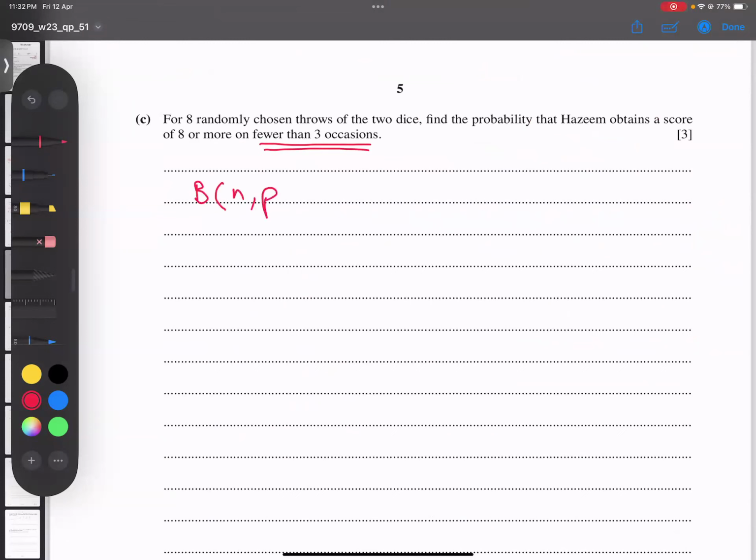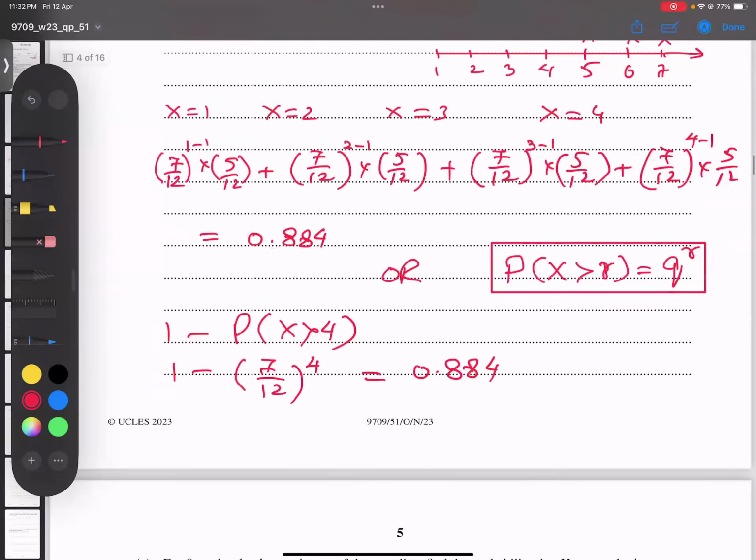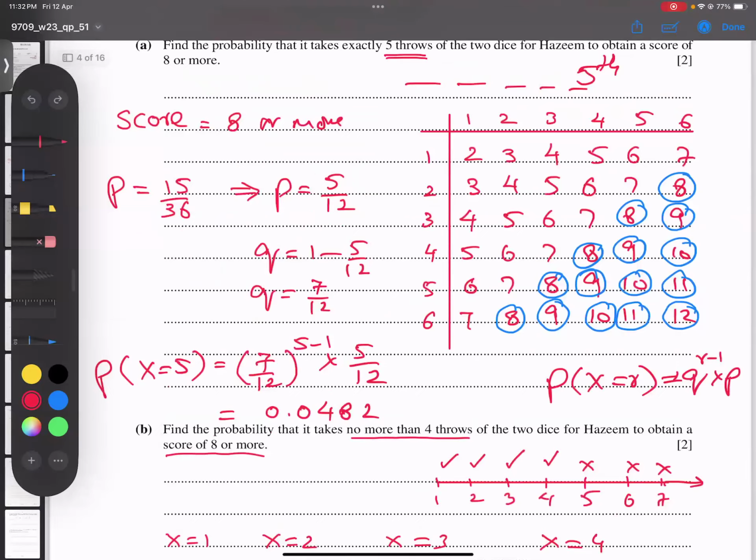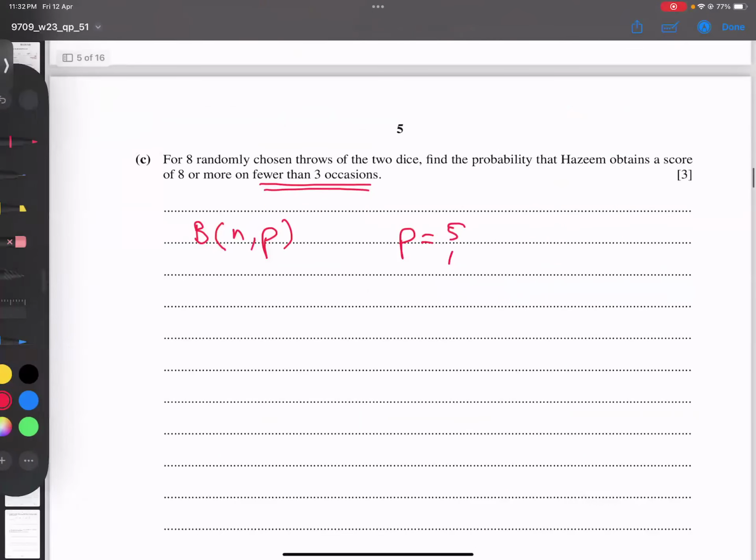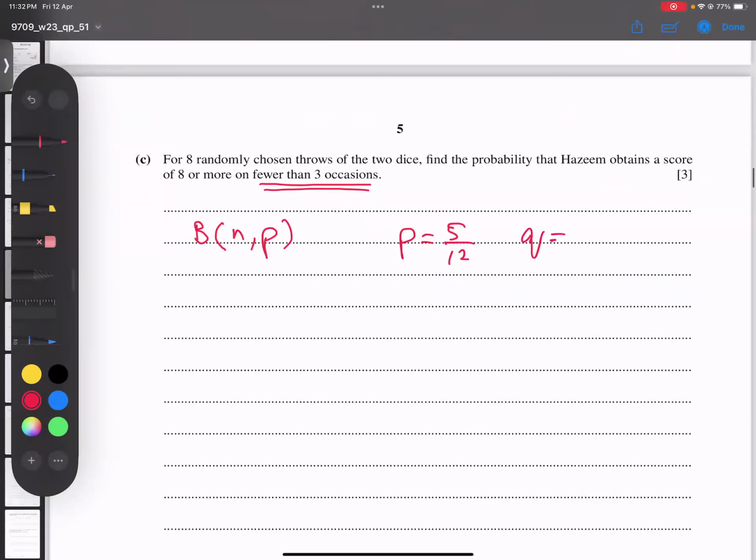N, P, Q, R. N is called total observation, P is called probability of favor, and that we have already. Probability of favor is 5 by 12, we know already. And Q is 7 by 12, which is very clear and obvious, and N is 8. And R is what? R is equal to fewer than 3, or you can say less than 3. So it means I can say R is equal to 0, 1, 2, and 3.